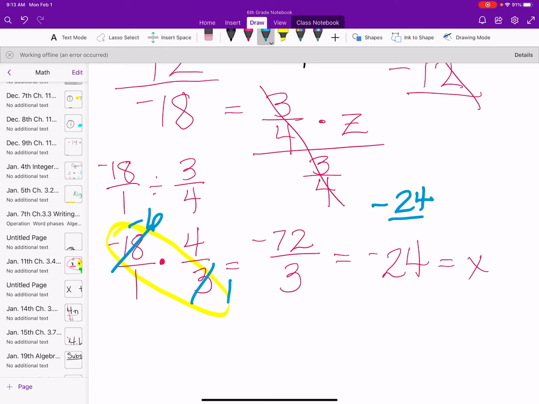1 times 1 is 1. And so you would still get the same answer. It's just a shortcut if you don't want to multiply 18 times 4. But our final answer is x is equal to -24.